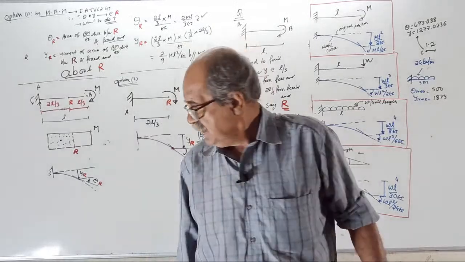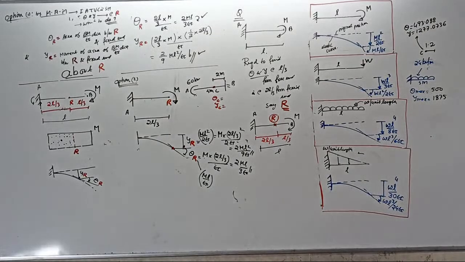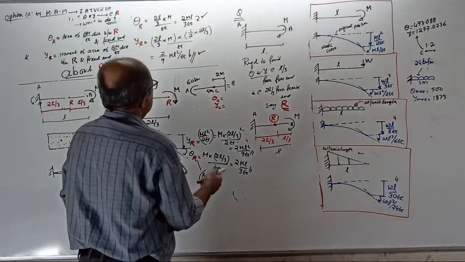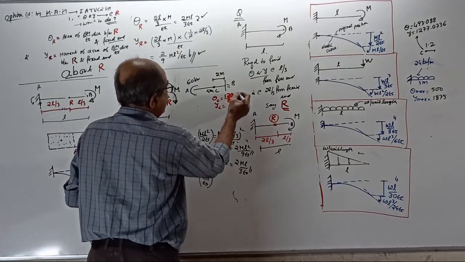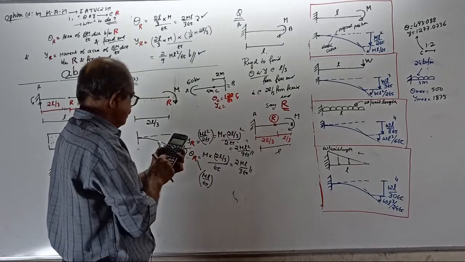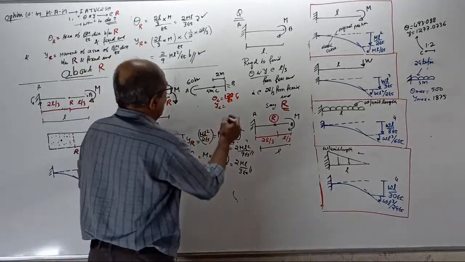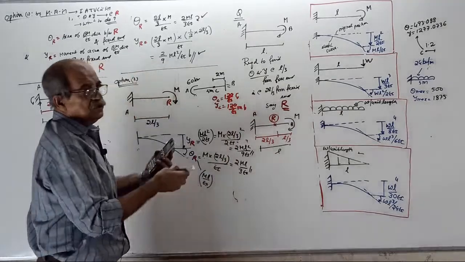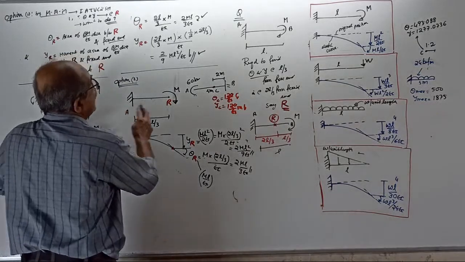Be careful. Where is the calculator? Here. Slope will come 120 by EI radian anti-clockwise. Deflection will also come 120 by EI meter down. Okay. You work out this question as homework. Okay, done. Start the second question.